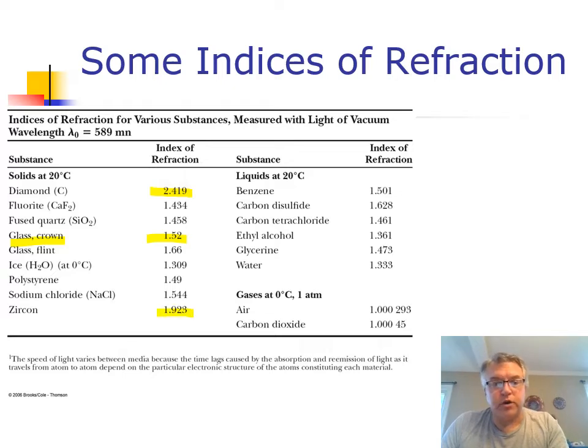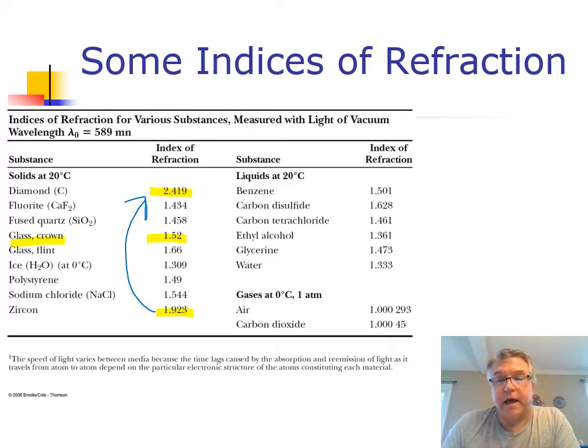Cubic zirconium or zircon has an index of refraction of 1.923, and notice that the index of refraction of zircon or cubic zirconium is less than the index of refraction of a diamond. So ladies, if you ever get any bling from a guy at some point in your life and you want to know if the ring is real, you just got to test the index of refraction, and that'll let you know if this guy is worth marrying or not.